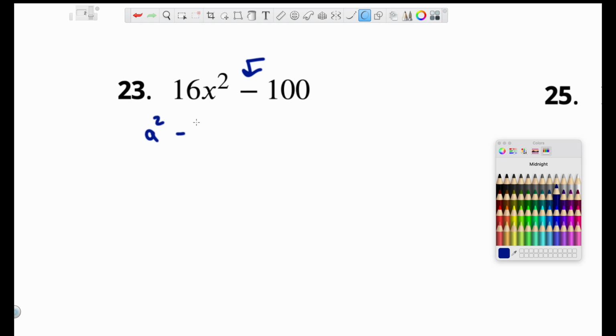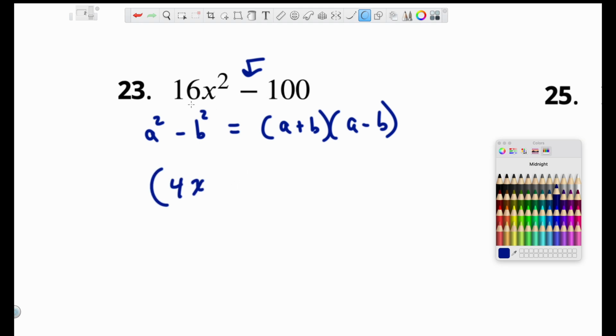Like the a squared minus b squared, that means the factors are going to be a conjugate pair, a plus b, a minus b, because the middle terms here would cancel. So this is just going to be 4x, the square root of 16x squared would be 4x, square root of 100 is 10, and so the pair would be 4x plus 10, 4x minus 10.